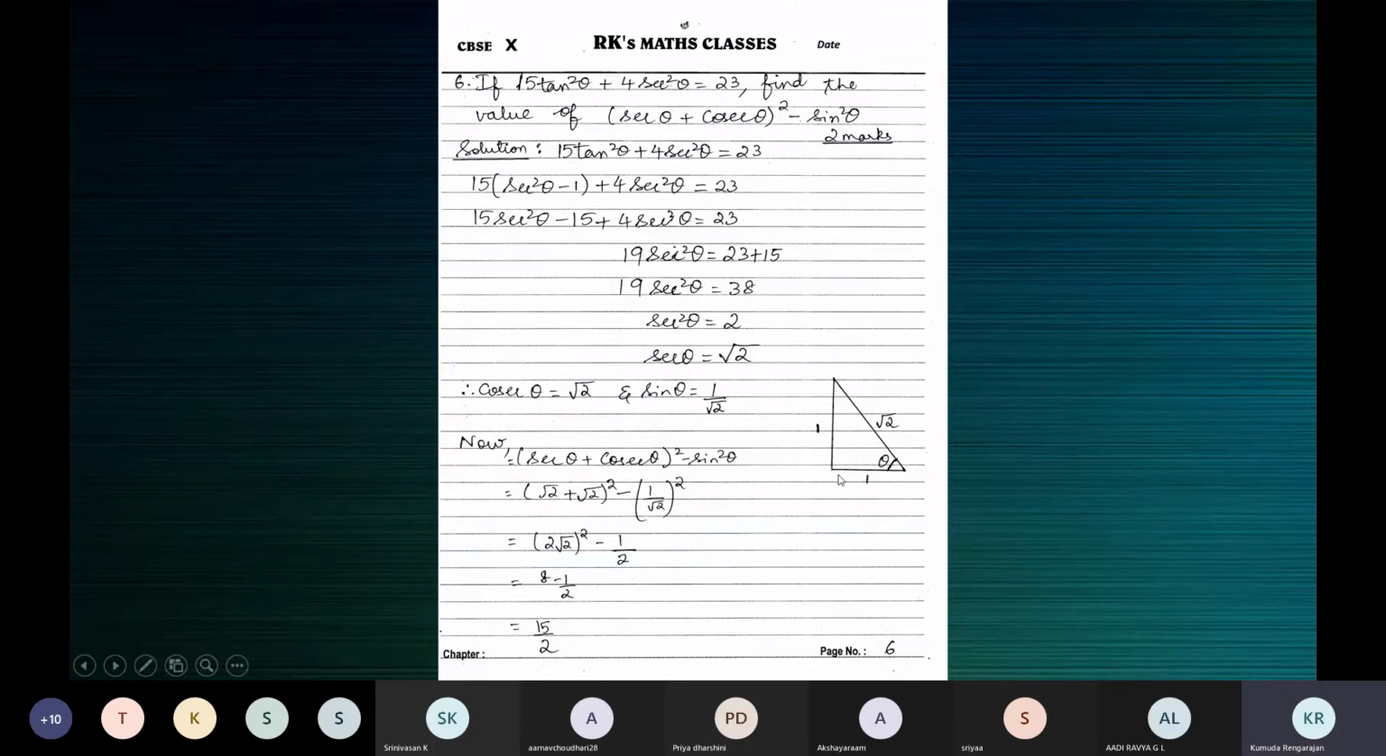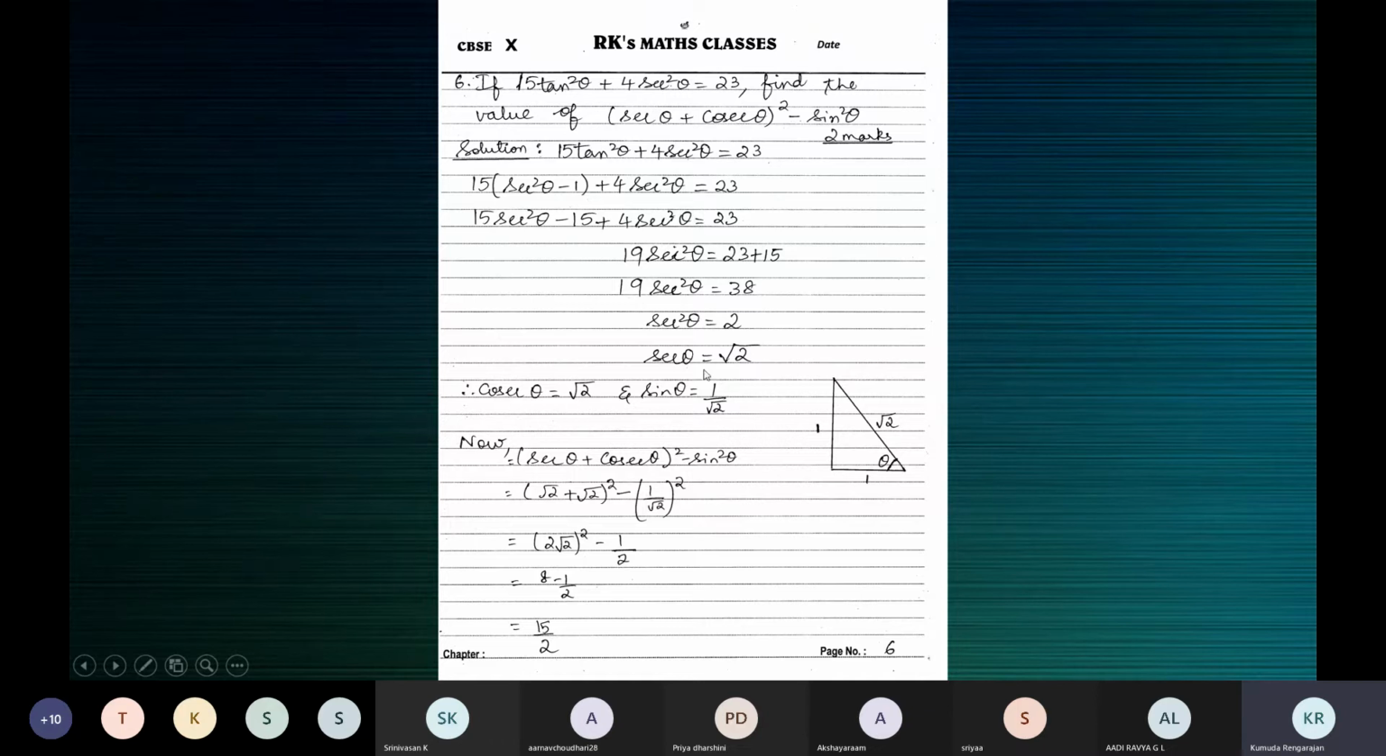Right triangle, this is 90 degrees. These are the two acute angles. You can mark this as theta or this as theta. If you mark this one as theta, this is the opposite side, this is the adjacent side. If you mark this one as theta, then this will be the side opposite to theta, and this will be the side adjacent to theta. This is the hypotenuse.